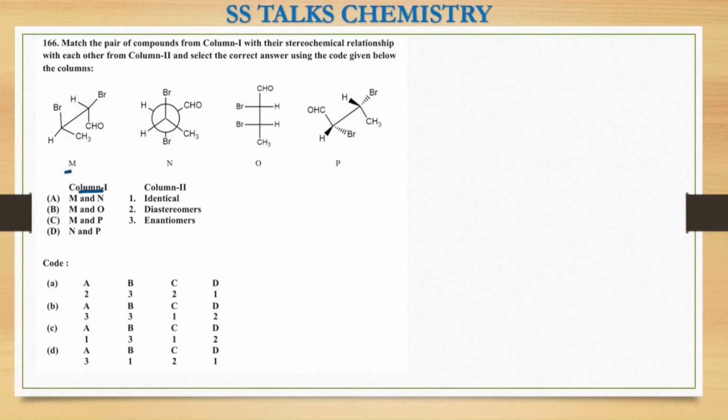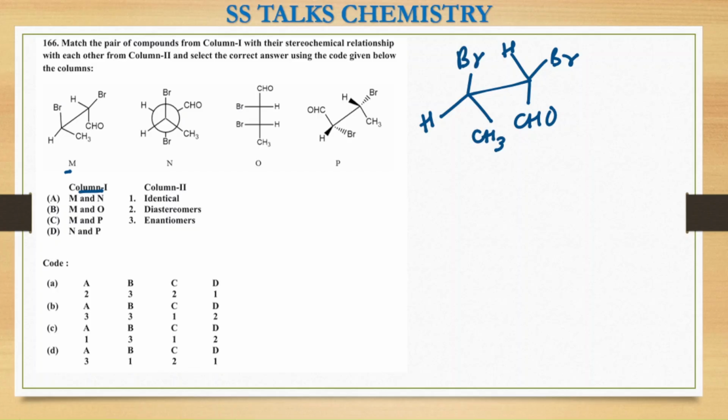One is in the Sawhorse projection and another is the Newman projection. So let us bring all four given molecules into a single projection, the Fischer projection, so that we can make the comparison easily. Here the M molecule given to us is in the Sawhorse projection, like this. This is CHO, this is Br, here is hydrogen, here the hydrogen and methyl, and the above one is Br.